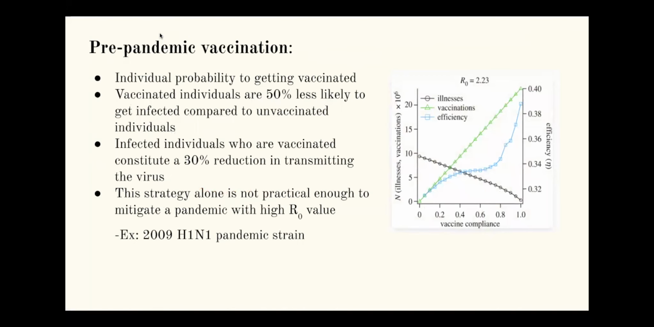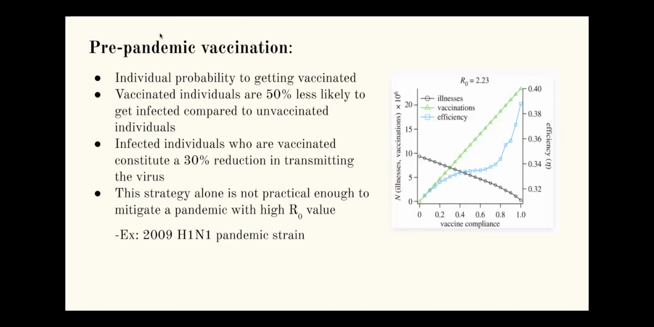The first mitigation strategy focused on within this paper was pre-pandemic vaccinations. The graph on the right represents the integration of pre-pandemic vaccination programs on a population. The left y-axis demonstrates the number of attack rates and vaccinations, whereas the right y-axis represents the efficacy of each vaccination. The x-axis signifies the amount of the population vaccinated. As shown in the graph, with increase in the amount of vaccination, the number of illness cases decreases. Also, the efficiency of the vaccination increased rapidly when individuals were vaccinated within the population. It turns out that vaccinated individuals are 50% less likely to get infected compared to unvaccinated individuals.